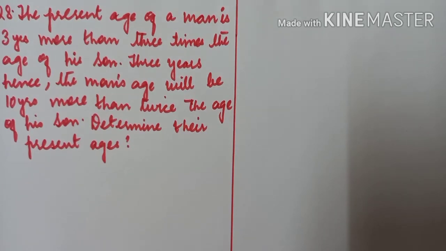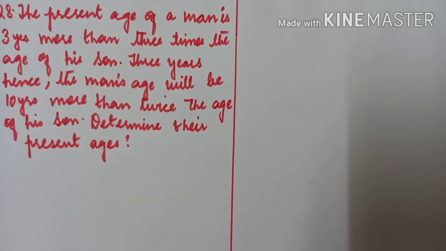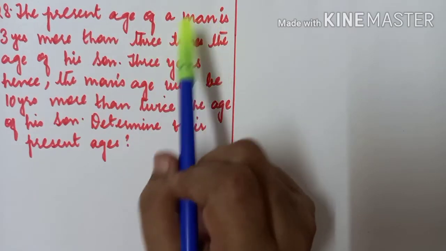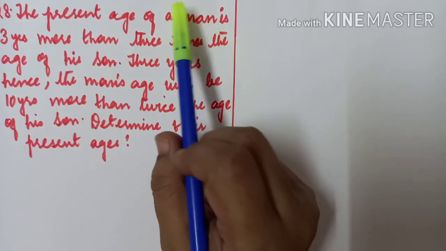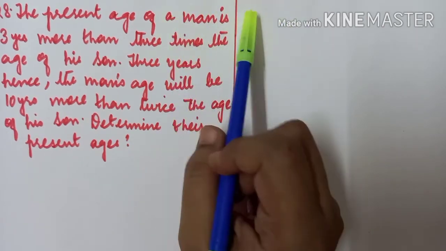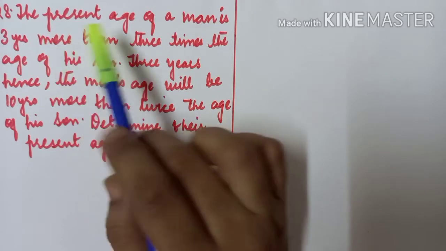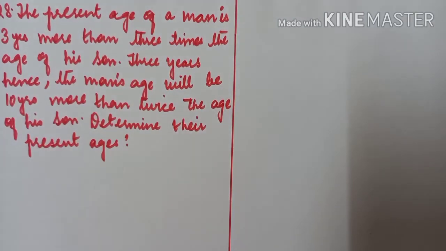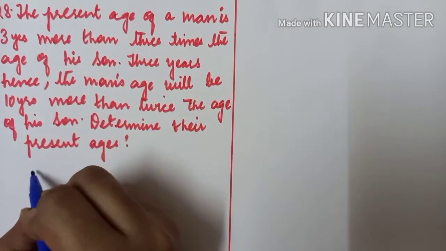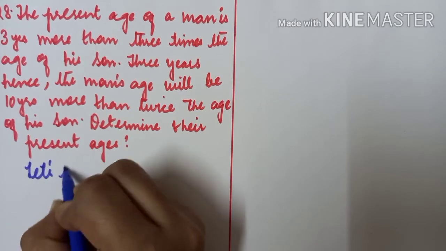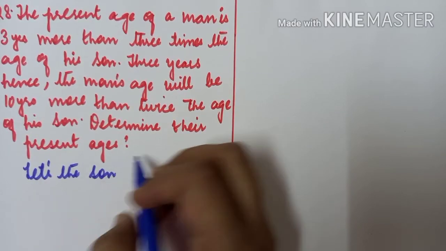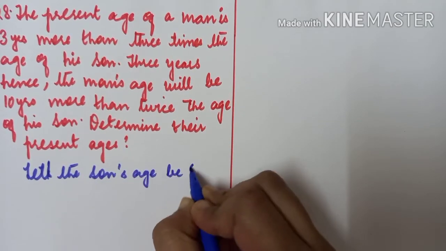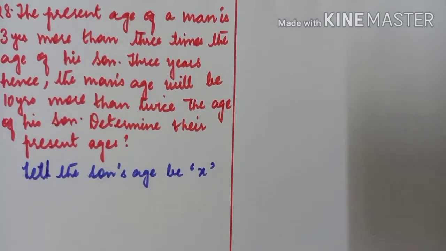So first of all, what is the present age of a man? It is given indirectly in the statement. It is not given directly that his present age is 20 or 30 or 40. It's not like that. It is 3 years more than 3 times the age of his son. So actually we don't know his son's age either. So first of all, let us assume the son's age be x. Okay, x we are assuming as his son's age.